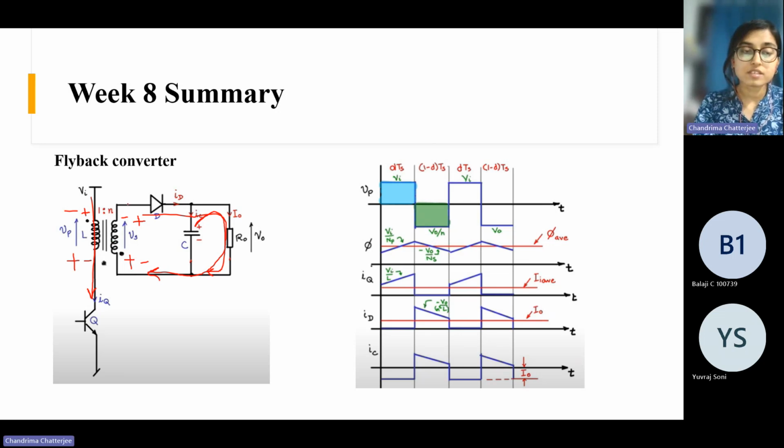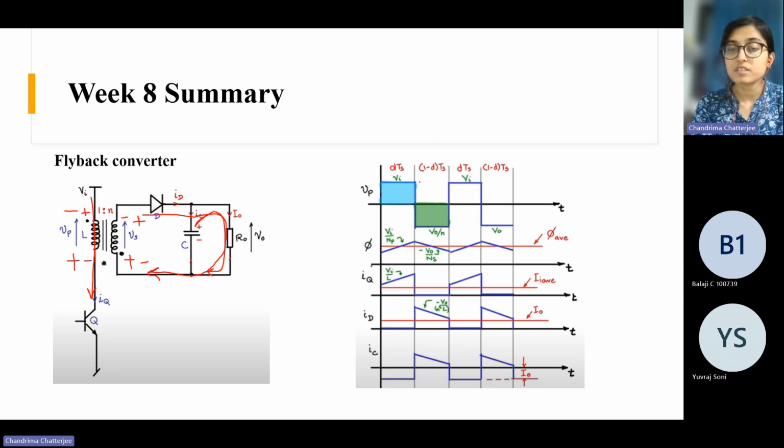So now in the DTS period it gets energized, and in the 1 minus DTS period it dissipates the energy via the load. Okay. So the waveforms are like this. So we are talking about the voltage across this winding.